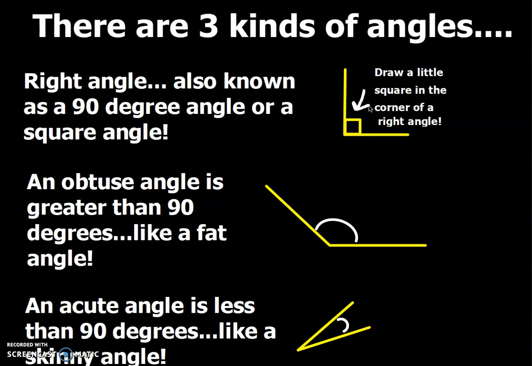An obtuse angle is greater than 90 degrees, like a fat angle. It's bigger. 90 degrees would be here, and it goes past that. An acute angle is less than 90 degrees, like a skinny angle. We go, oh, look at the little cute angle. So here's a 90-degree angle, and any acute angle should be able to fit inside of it.